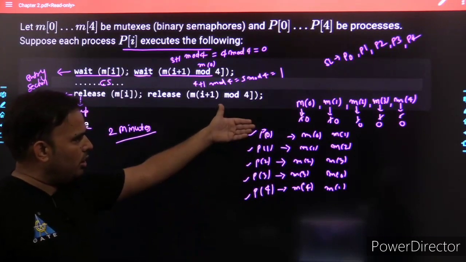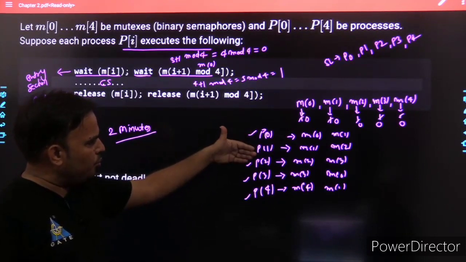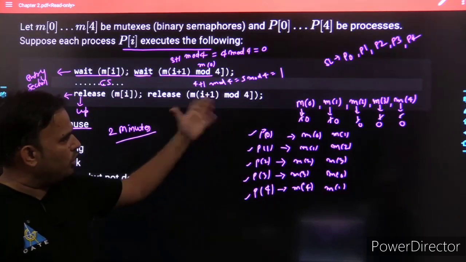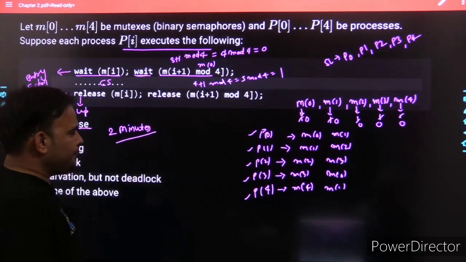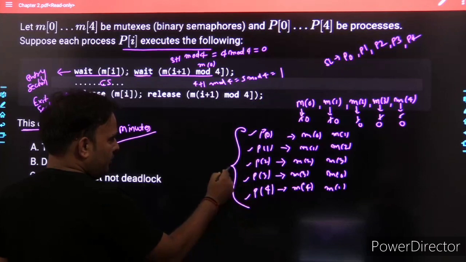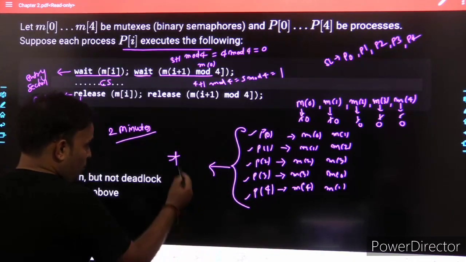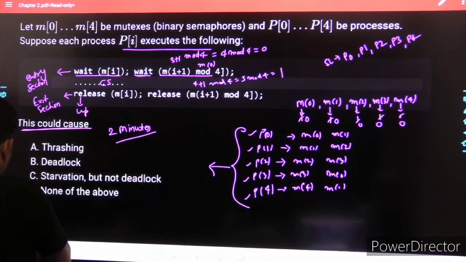So here P0 depends on P1, P1 depends on P2, P2 depends on P3, P3 depends on P4, and P4 depends on what? P0. So there is a deadlock situation. There is a, my dear friends, deadlock situation. I hope you understand this code. Okay. So you need to execute the code, my dear friends.